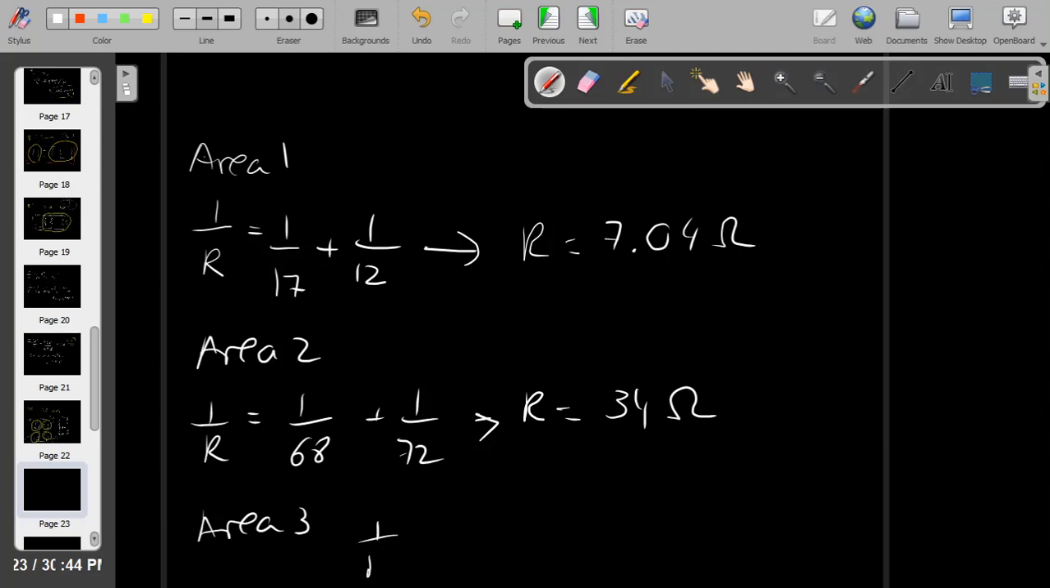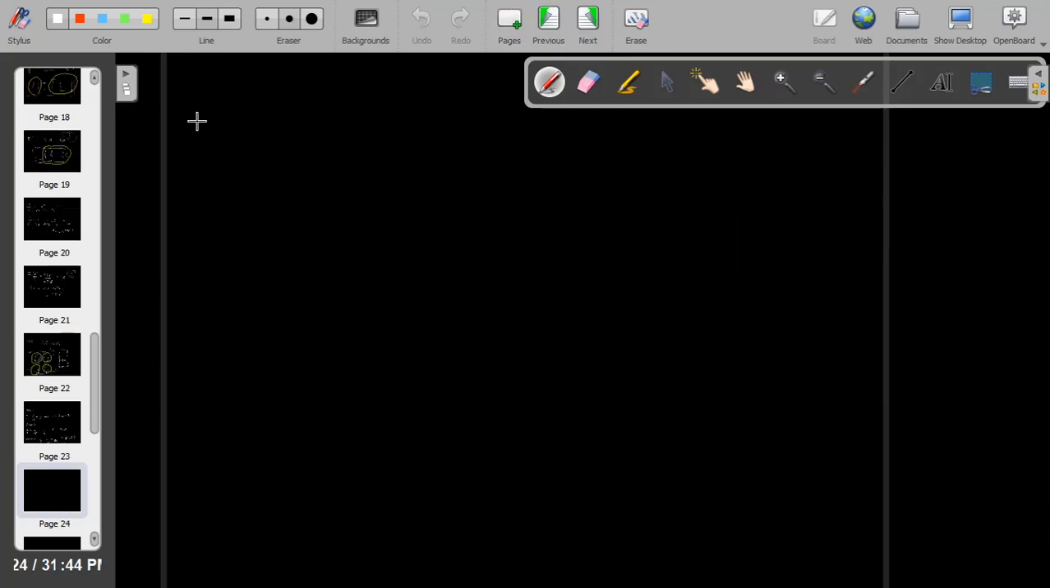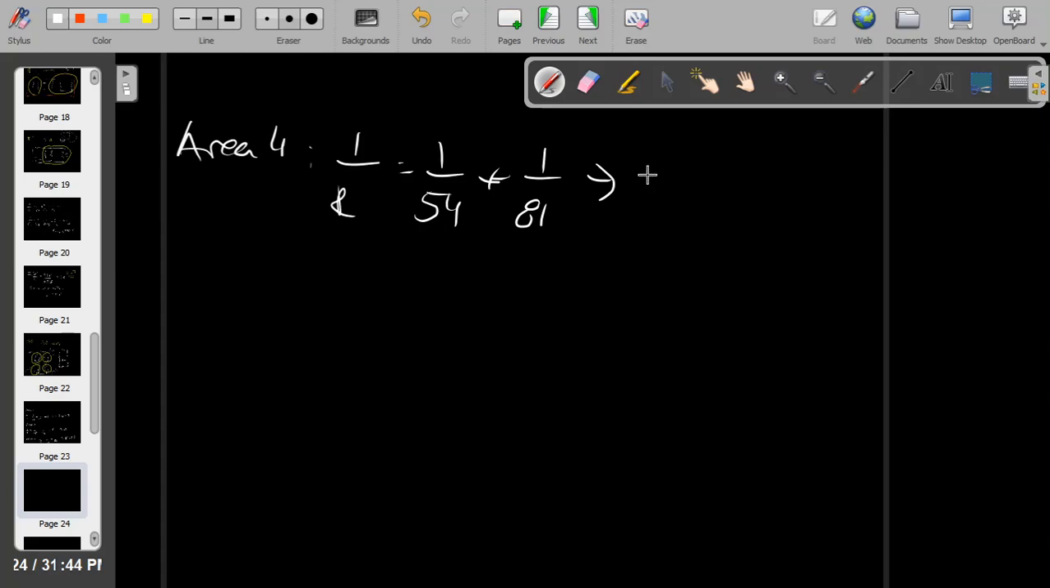Area 3. 1 divided by R equals 1 divided by 22 ohms plus 1 divided by 15 ohms. And if you go all the way, you get your resistance to be 8.92 ohms. Next page. Area number 4. Area 4, I'm going to put it here, equals 1 divided by 54 plus 1 divided by 81. So if you do all the math all the way to the end, you find a resistance is going to be 32 for that area.